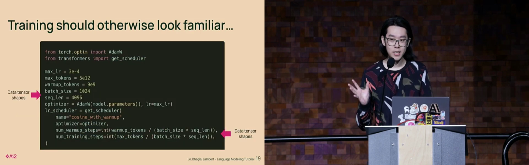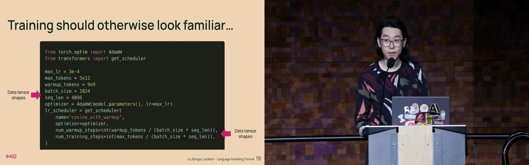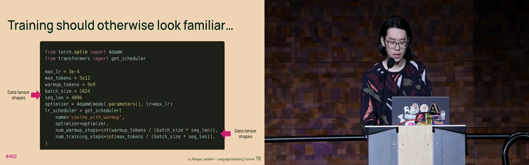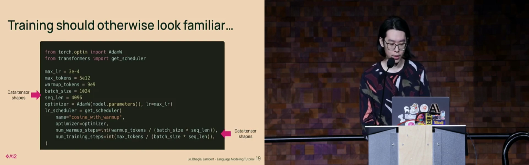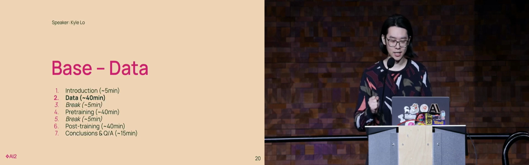Otherwise, everything's actually pretty simple, pretty standard. Training actually looks pretty familiar. If you've trained models before, really the thing to pay attention to is the dimension of your tensors. Batch size times sequence length is usually how we think about things. All right, let's get into the nitty-gritty.